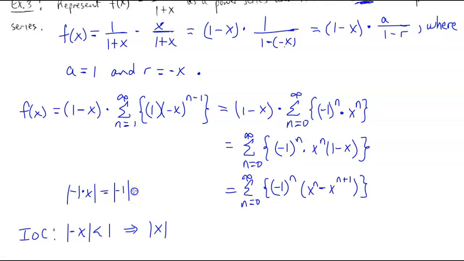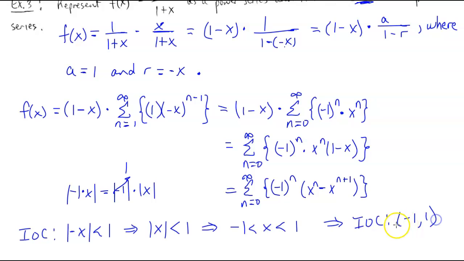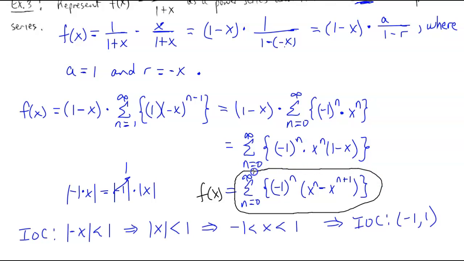And so, of course, the absolute value of negative 1 is just 1. 1 times the absolute value of x is just the absolute value of x. So we have the situation here. And this essentially means that x is in between negative 1 and 1. So, of course, our IOC now is just going to be the x values in between negative 1 to 1. So, we know that our function f of x can be expressed as a compacted polynomial in this way, aka as a power series, and we know that our interval of convergence here is going to be negative 1 to 1.